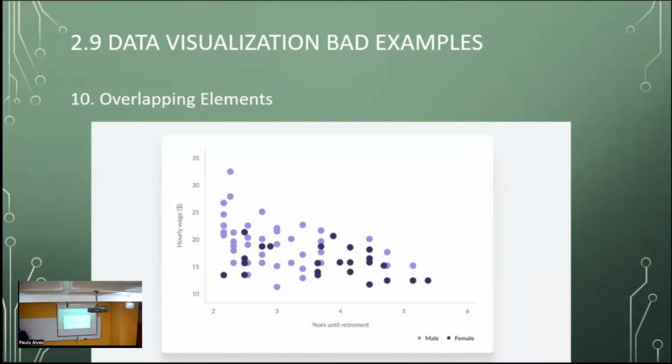And the last one, overlapping elements, okay? This is similar to the previous example, the 3D graph, where it's not possible to see the data because of occlusion. Here we also have overlapping elements if you use this type of graph, okay? So always try to use different graphics.